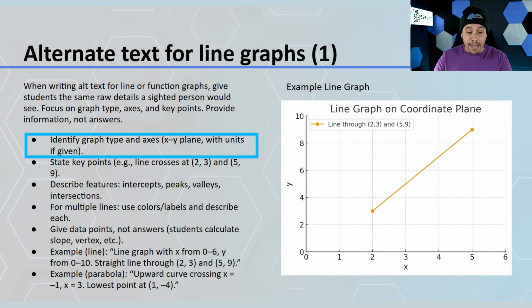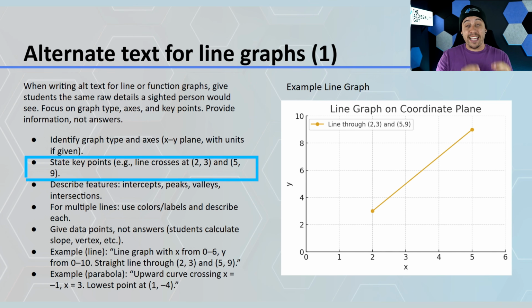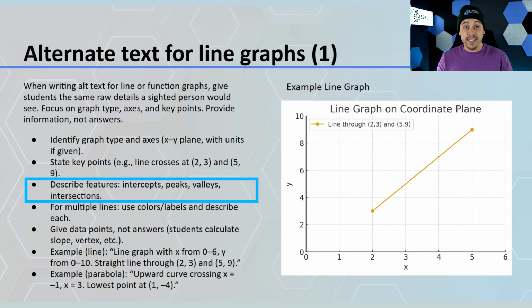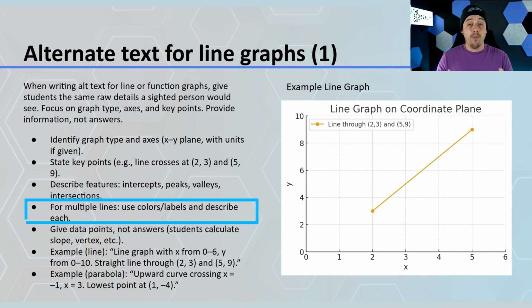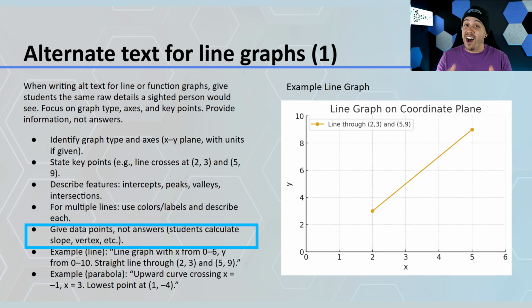Identify the graph type and axes, the XY plane with units if given. State key points, like the line crosses at 2,3 and at 5,9. Describe the features, the intercepts, peaks, valleys, and intersections. Give multiple, for when you have multiple lines, make sure you use colors and labels to describe each of them. Try to give the data points, not the answers.